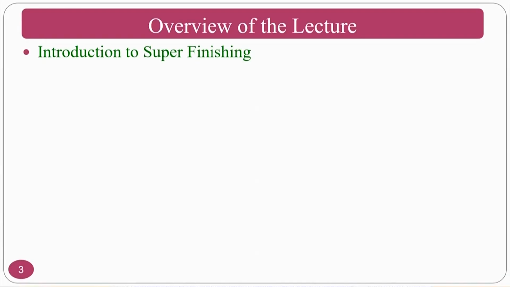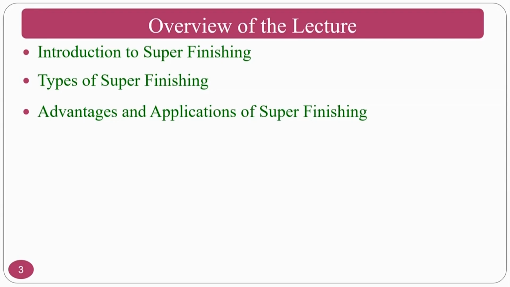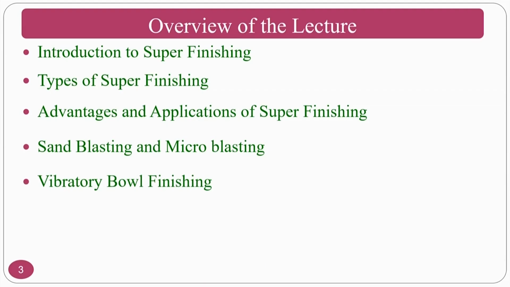So now we are studying conventional abrasive processes, wherein we have completed grinding, honing and lapping. Now we are proceeding towards the super finishing process. The overview of the lecture: normally we start with the introduction to super finishing, then the types of super finishing processes, advantages and applications of super finishing. Then we move to sandblasting and microblasting, vibratory bowl finishing, tumbling, and the summary. Other processes we will also see, like pitch polishing and other things.